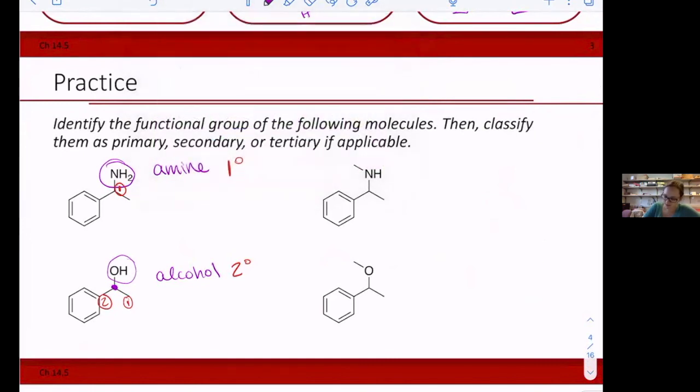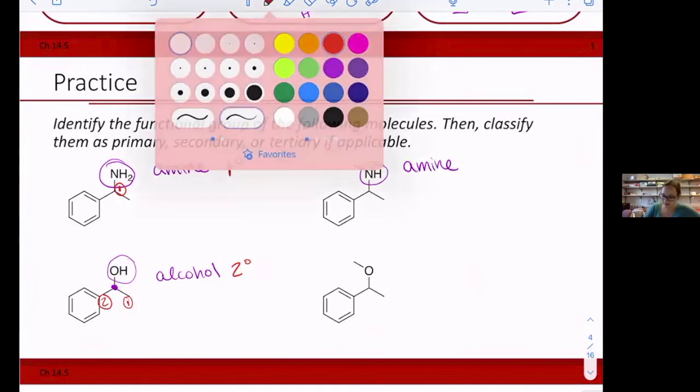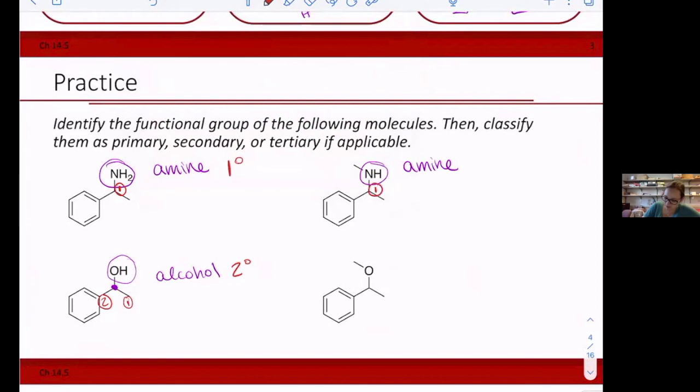Continuing on, we have another amine here. And then let's see how many things are connected. We have 1, 2 carbons connected to the nitrogen. So we have a secondary amine. And then looking down at this bottom one, now we have an ether, which we can't classify. Those always have 2 carbon groups on either side.